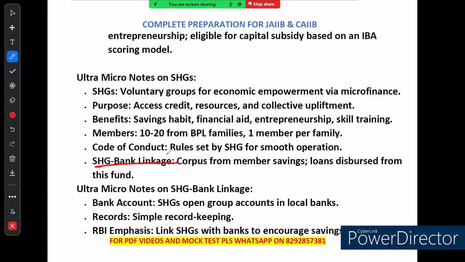So KVIC, PMEGP, SHG are transforming rural areas by providing job training and financial support. These initiatives empower communities and drive economic growth. So friends, this was all about our 3 units.